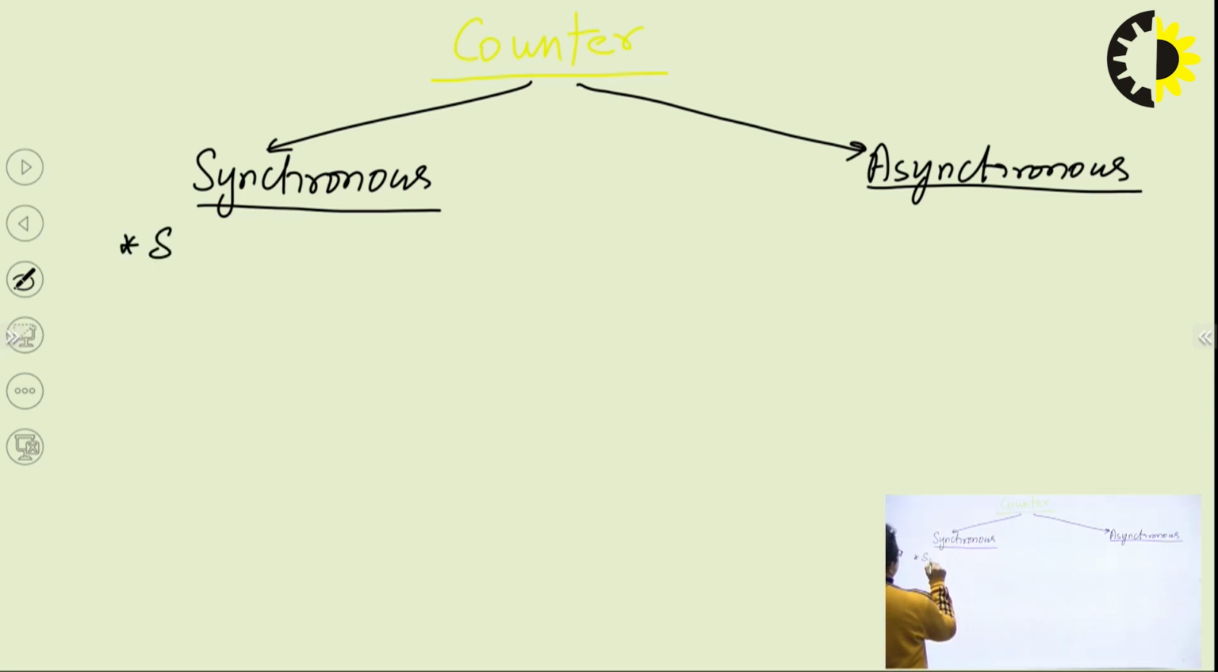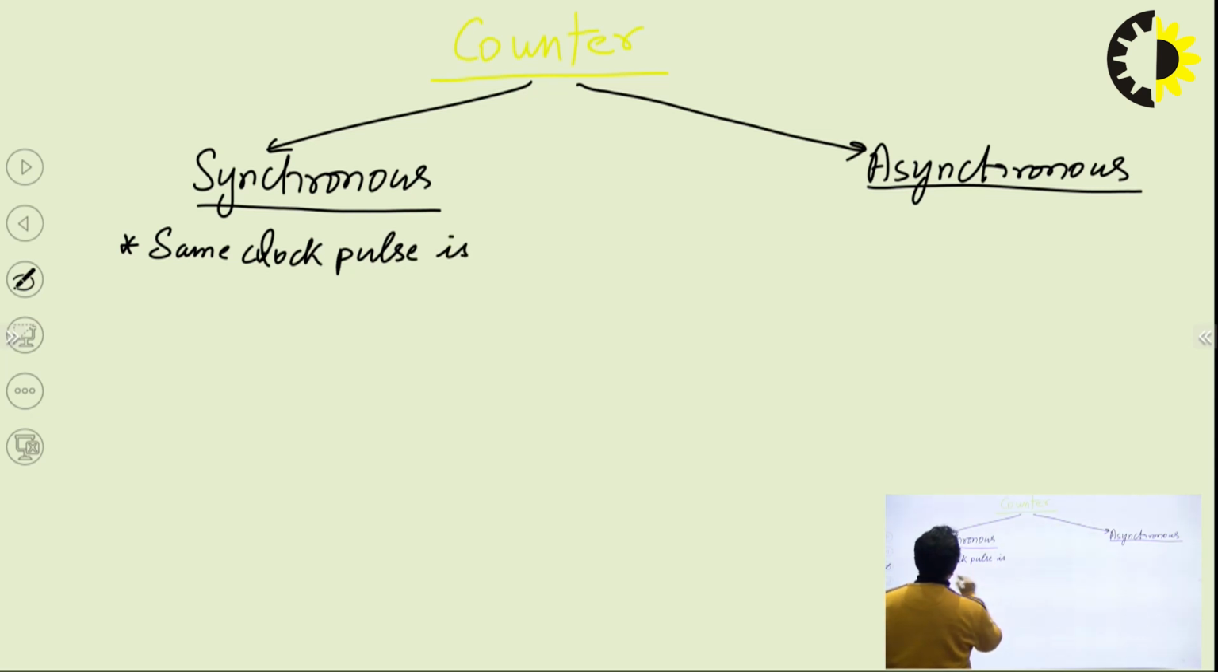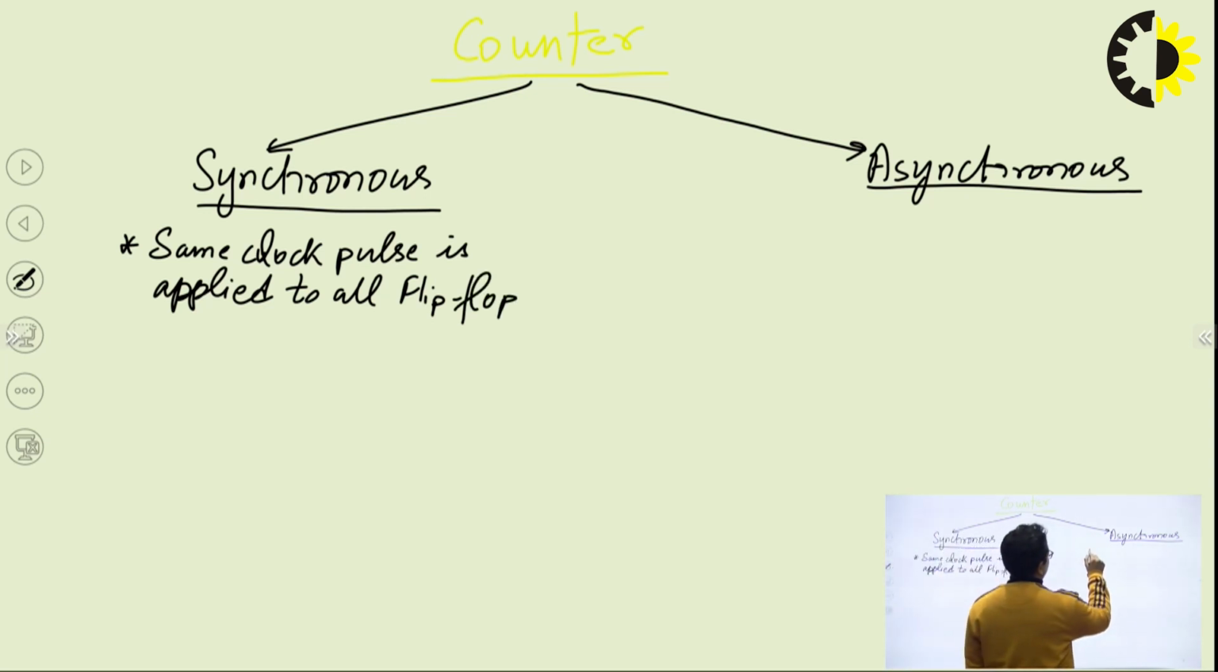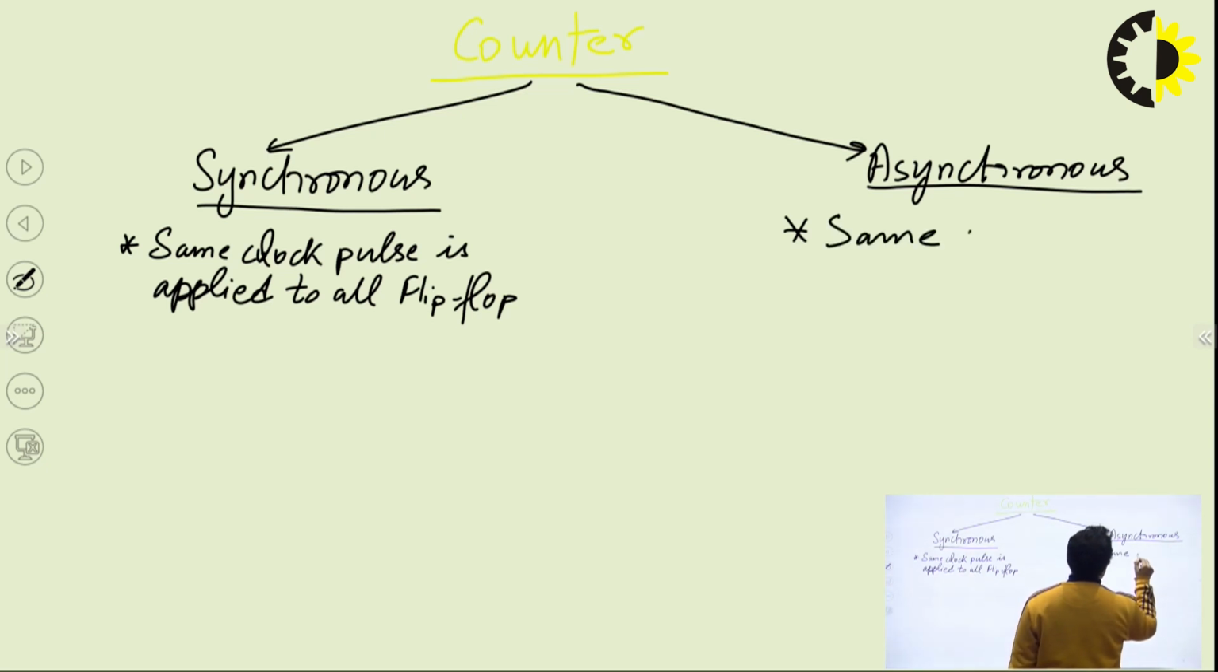That means the same clock pulse is applied to all flip-flops. Whereas in the case of an asynchronous counter, a different clock pulse is applied. I mean, the same clock pulse is not applied to all flip-flops.